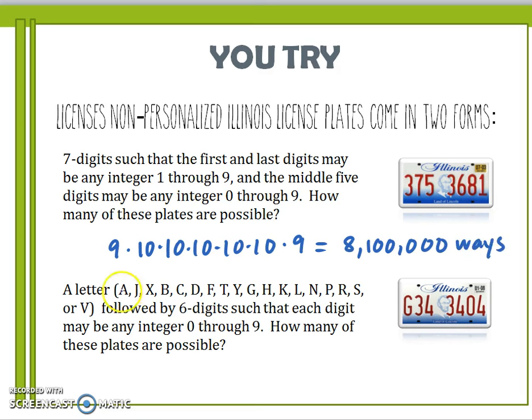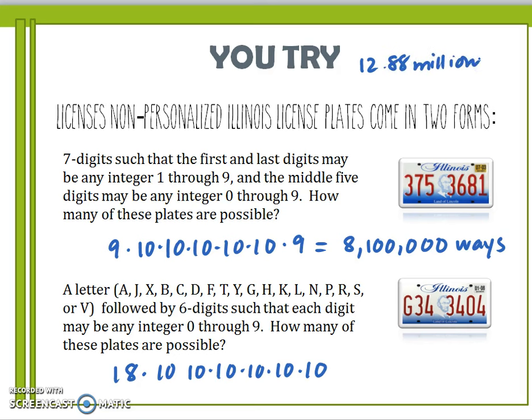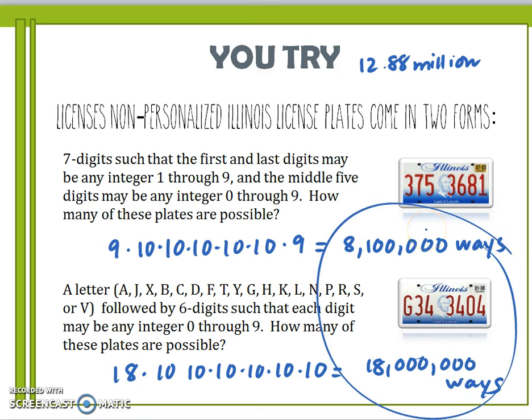In the second example, you don't get to choose any letter from the alphabet. You can only choose from those 18. So 18 for the first. And then the rest, you're able to choose any of the 10 digits. All right, if you think about it, I looked this up. There's right now about 12.88 million people living in Illinois. When I multiplied this one out, I got 18 million, just so you know. 18 million ways. Just these two arrangements would cover all the people just in Illinois. And that doesn't even count the personalized license plates.